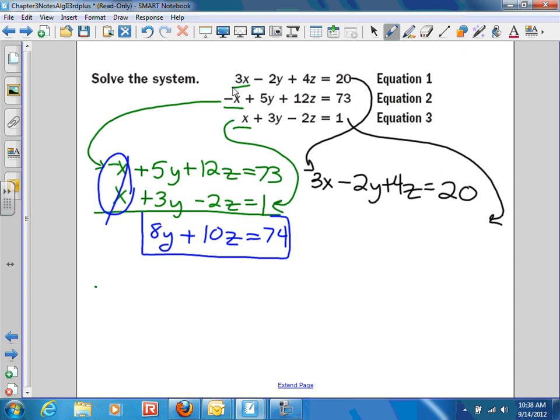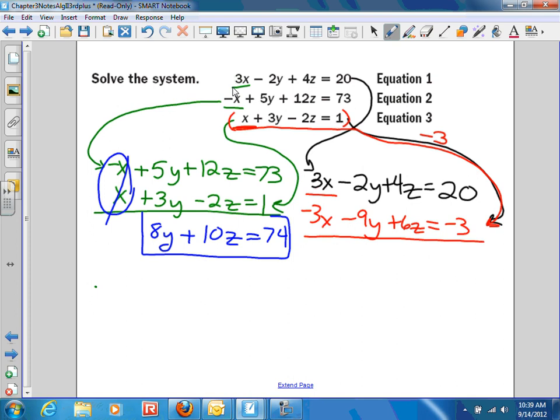You have to try to eliminate the same letters. So I eliminated x's before, and I need to eliminate x's again. To get an opposite of 3x, I need to take this equation and multiply it by a negative 3. I like to write that on the little arrow, that way you know the equation is going through this arrow and being changed by multiplying by a negative 3. So it's got a negative 3x and a negative 9y and a positive 6z. Be sure you multiply all the pieces, including the number on the right. So 1 times negative 3 is negative 3 on the right. And that's the system that I'm going to use for eliminating.